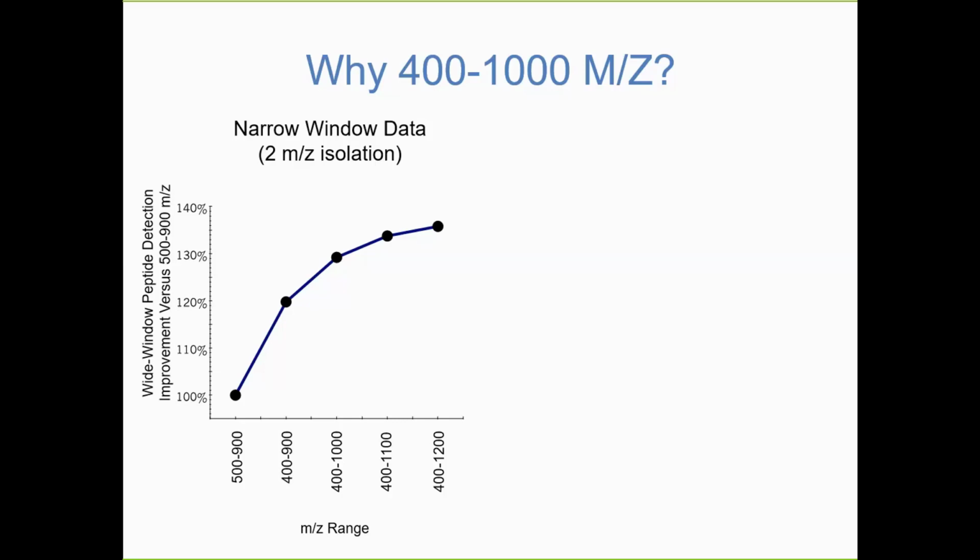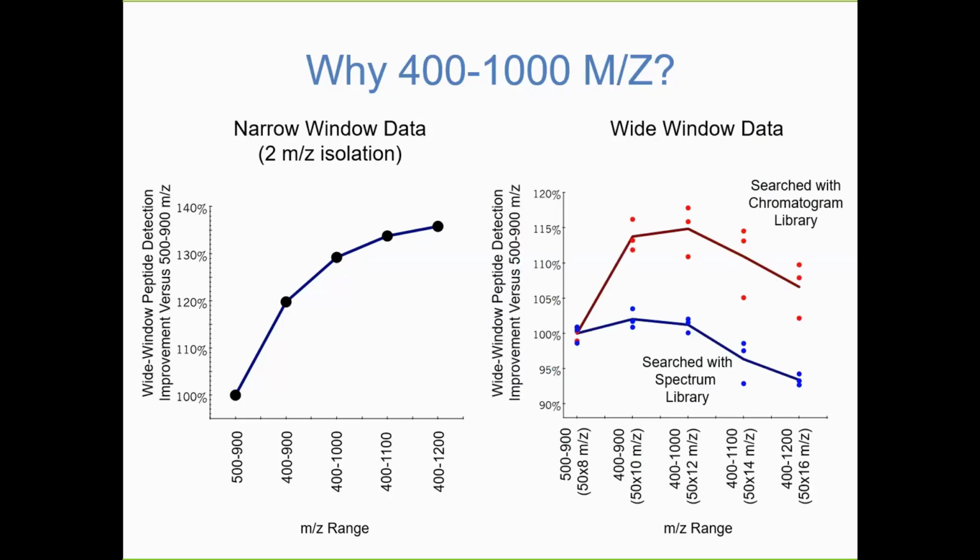However, that's not really how we acquire DIA data. Typically, we acquire these wide window data sets where you have to compromise on window size to match the precursor isolation range that you're interested in. So from 500 to 900, you might be able to acquire 50 by 8 m/z wide windows, while at 400 to 1,200, you might have to acquire 50, 16 m/z wide windows. And we find that there's a sweet spot in terms of the maximal number of detections you can make. And that's somewhere around 400 to 900 or 400 to 1,000. And that seems like the best reason to focus on that area.